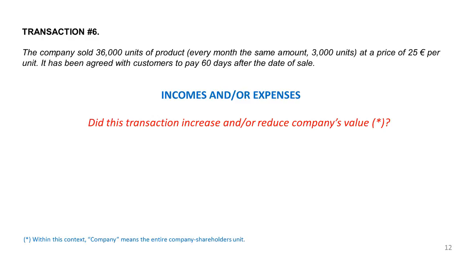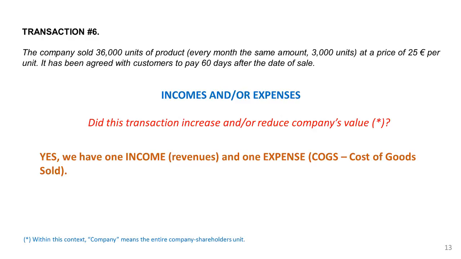We can state that the sale of products will generate incomes if the company's value increases, or in other words, if Copen's wealth increases due to that transaction. On the other hand, if the company value decreases, or in other words, if Copen's wealth decreases due to the sale of products, we will be able to state that this transaction involves an expense. As has been said several times, it's important not to forget that within the context, company means the entire company shareholders unit. When Copen sells its products, the company's value increases, that's to say, Copen's wealth rises.